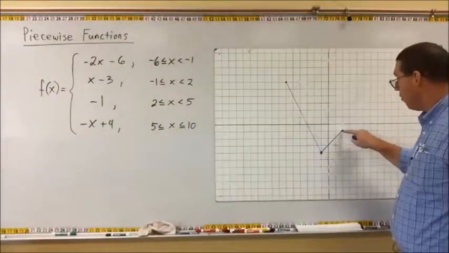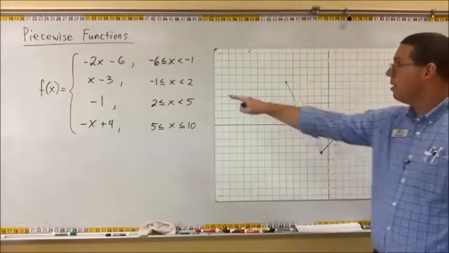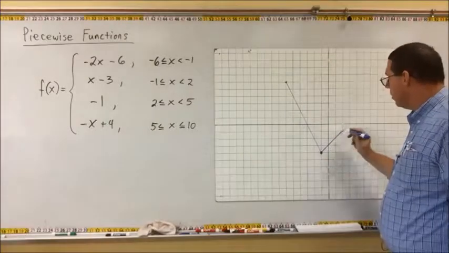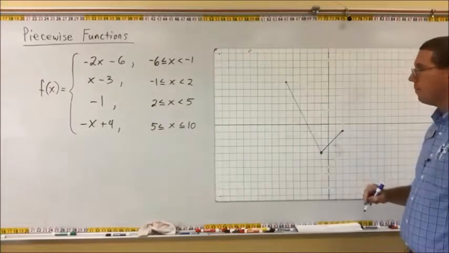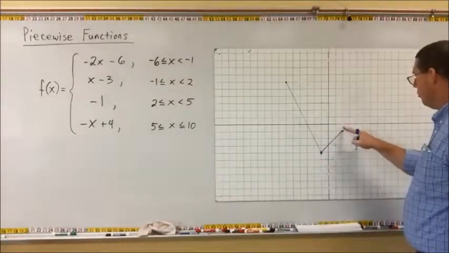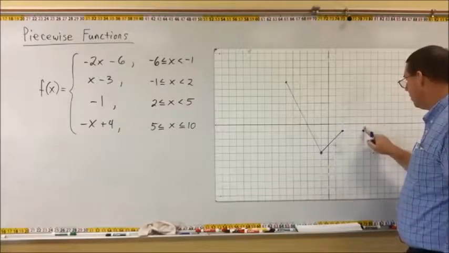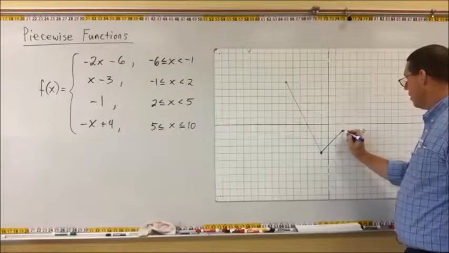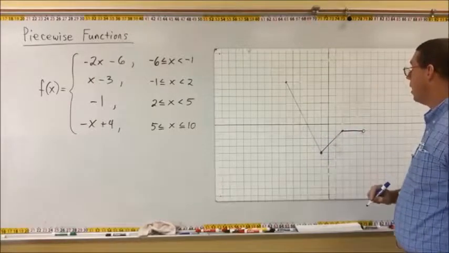I would have put an open hole here, right? This would be an open hole because the second piece does not include 2. But because the third piece is picking up right at the same place, I can go ahead and leave it there. And we're going all the way up to 5. So this is 2, 3, 4, 5. And just to be technically correct, let me go ahead and put an open dot here. Now I'm going to draw a horizontal line.